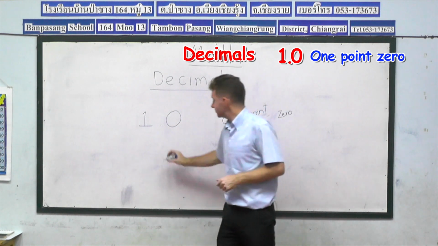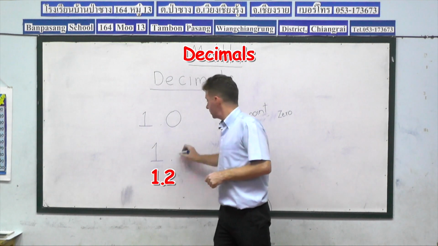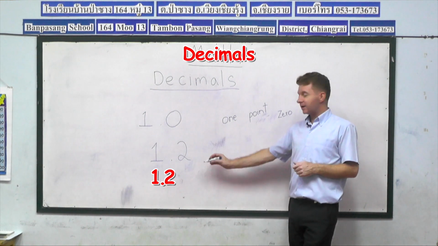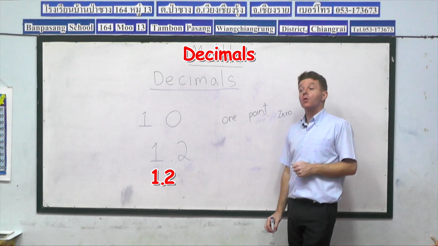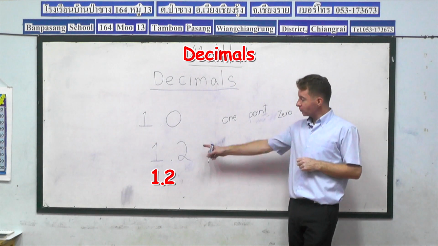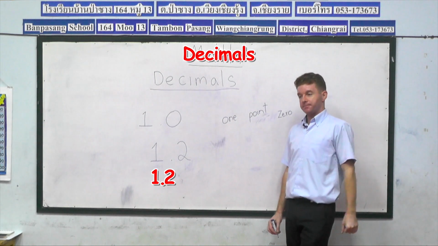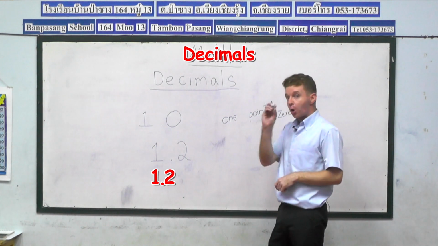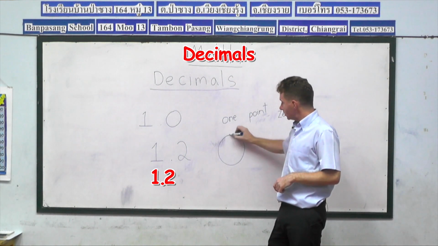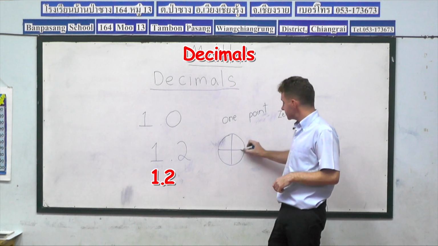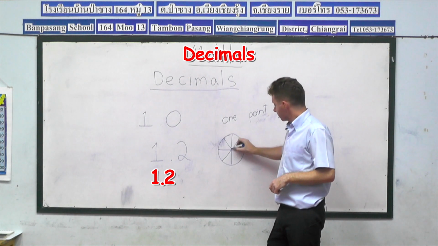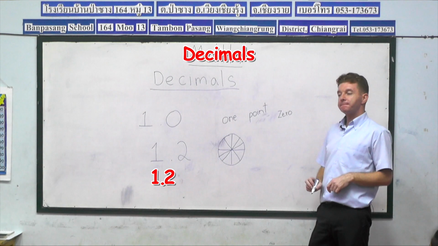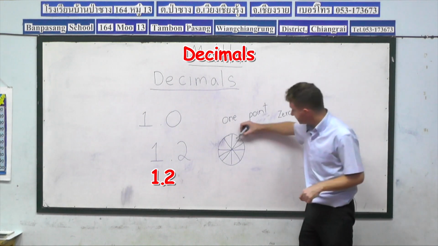How about if we change it to 1.2? Can anybody read that for me? What do we have? 1.2. So, how do we represent this decimal in a diagram? How many circles will we need? Two is correct. The first one is the whole. So we know by now that a whole will be divided into 10 parts. And if it's a whole, guys, how many parts need colouring in? All of them, correct. Well done, because that's what makes it a whole.